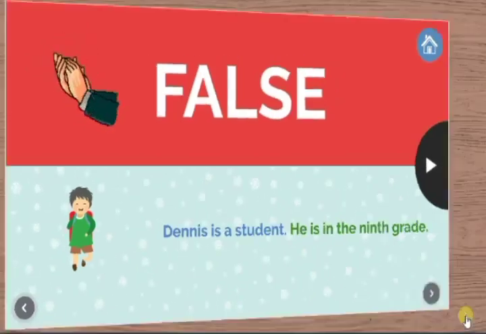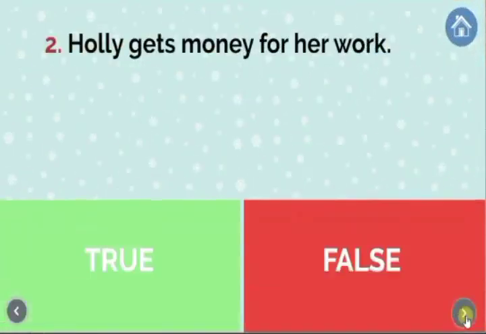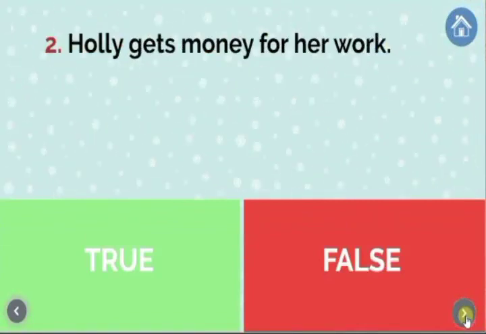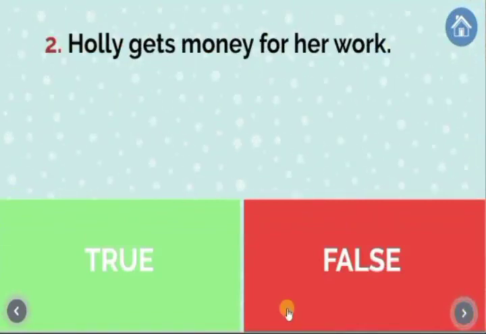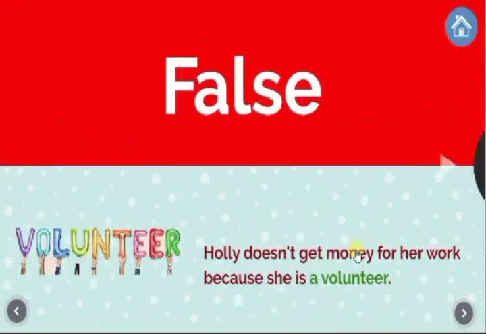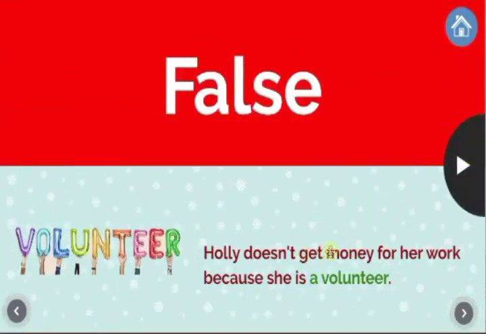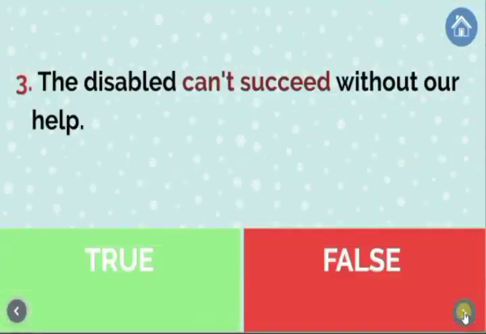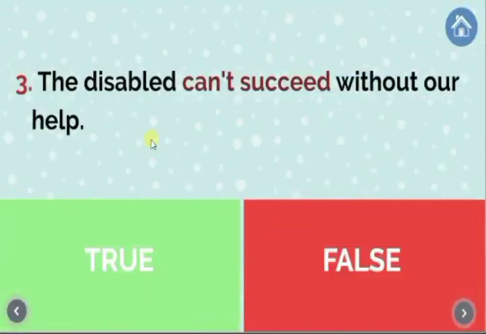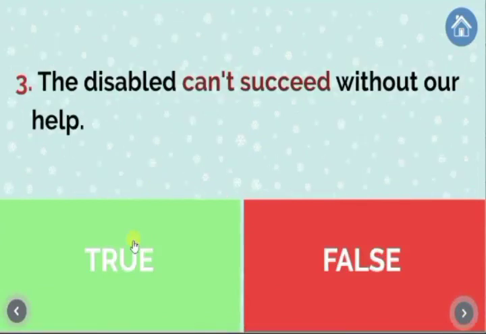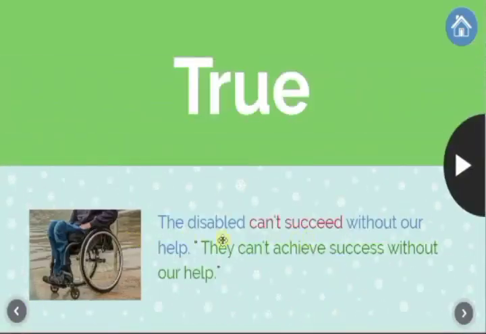We move to the second statement by clicking here. Holly gets money for her work. Of course, the answer is false, because she is a volunteer. We move to the last statement. The disabled can't succeed without our help. Of course, the answer is true, because they can't achieve success without our help.